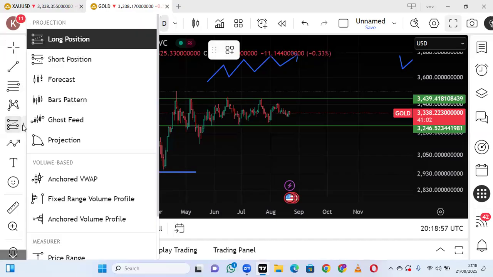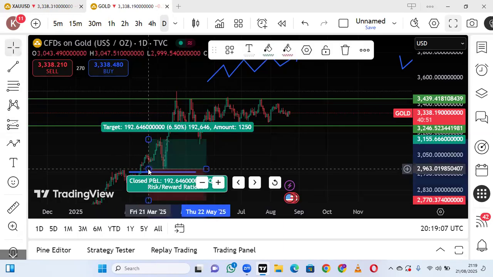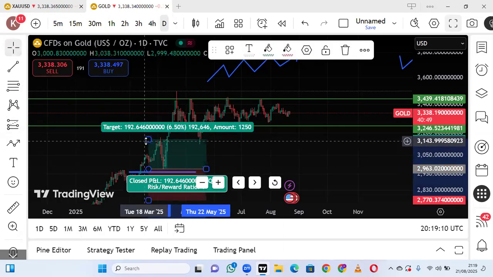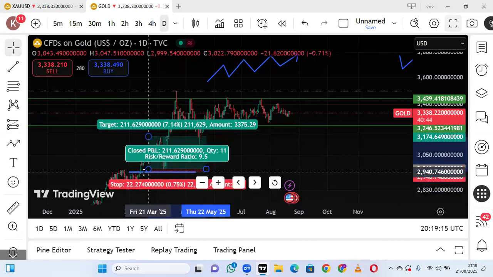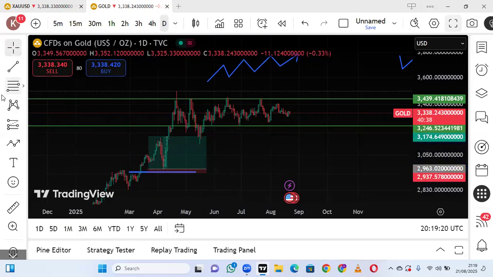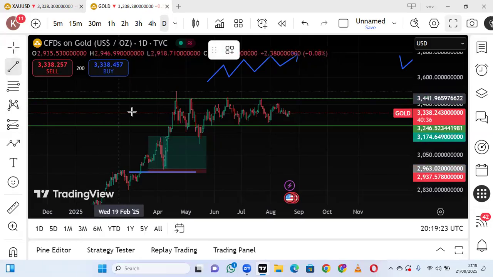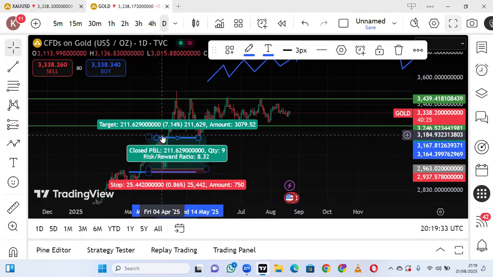So what you should do here, this is how your entry should be. Although you will still zoom into the lower time frame. This is how your entry should be. You should target the next high, which is this. That is the external structure. External structure at this side.